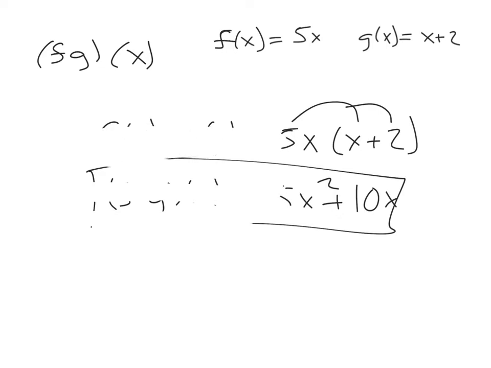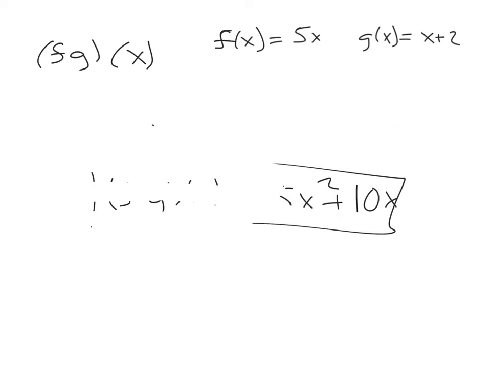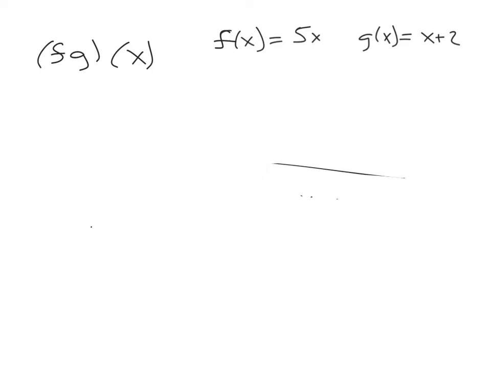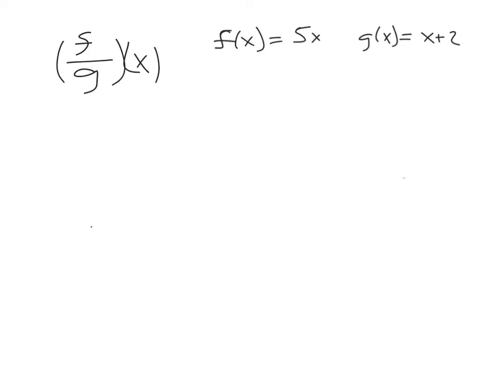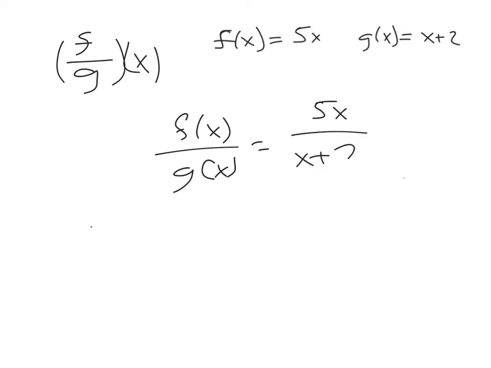Okay, let's look at a division. Okay, so let's do that. Get rid of all this. So for this one right here, we now have f divided by g of x, and that's going to be f of x divided by g of x. So we've got 5x over x plus 2. And of course, if we could simplify this or do anything with it, we would, but we can't simplify or do anything, so we just leave it as is, okay? So that is kind of a basic understanding of adding, subtracting, dividing, and all that good stuff.